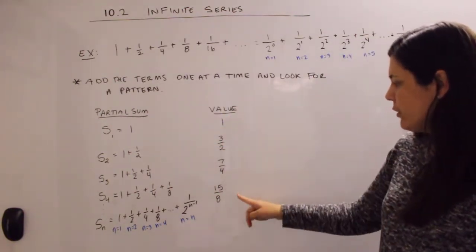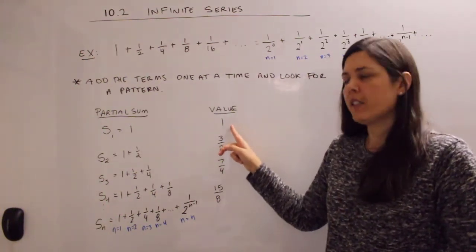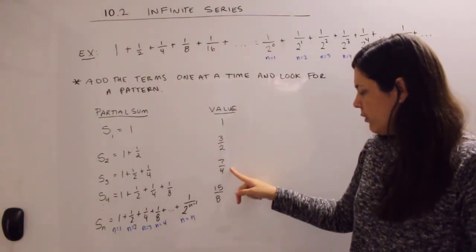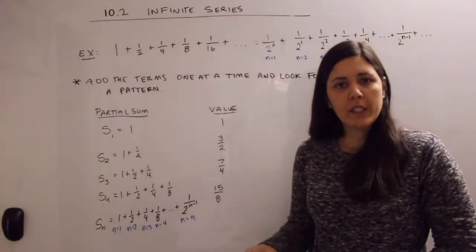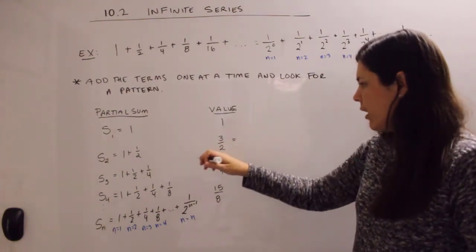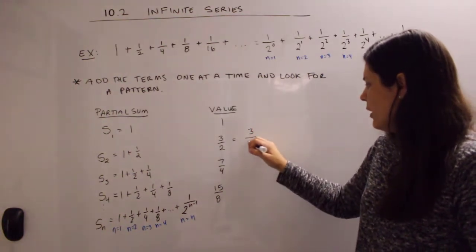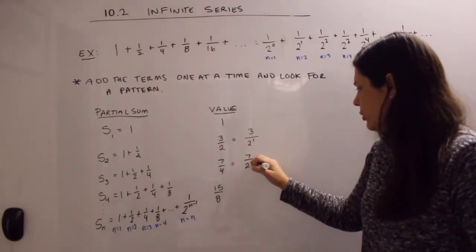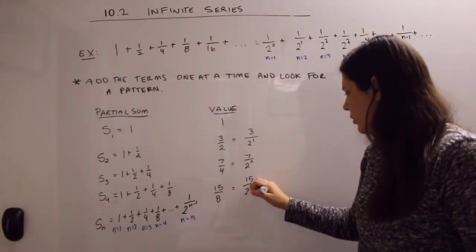And so let's look at these values now. 1 is not very easy to work with. There's no details here. So let's start with the next one. 3 over 2. Okay. The next one, 7 over 4. 15 over 8. Notice the denominators are all powers of 2 again. Okay, so let's see if we can rewrite these values that we got out of our partial sums with powers of 2 in the denominator. So this is 3 over 2 to the first power. This is 7 over 2 to the second power. This is 15 over 2 to the third power.